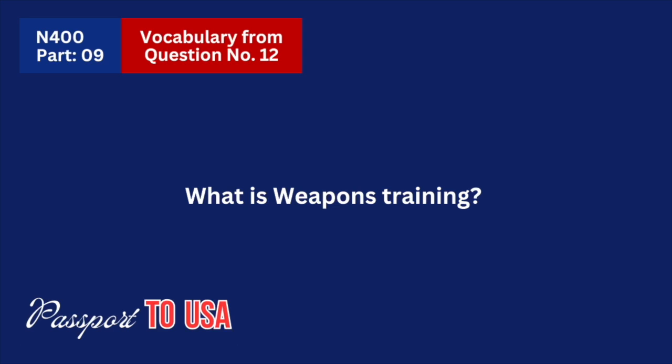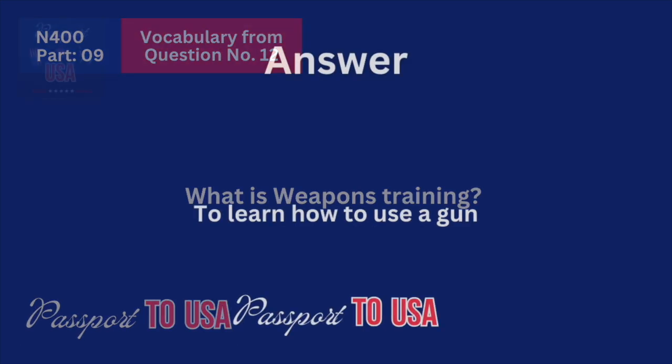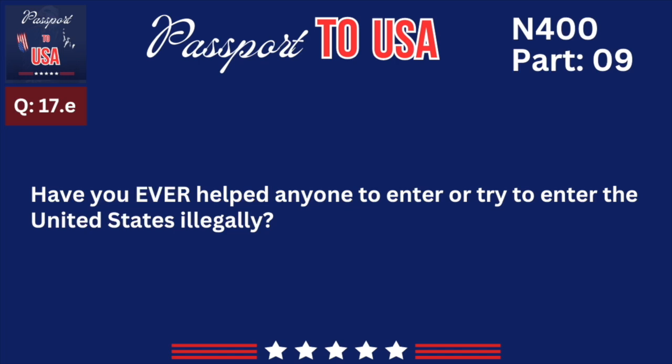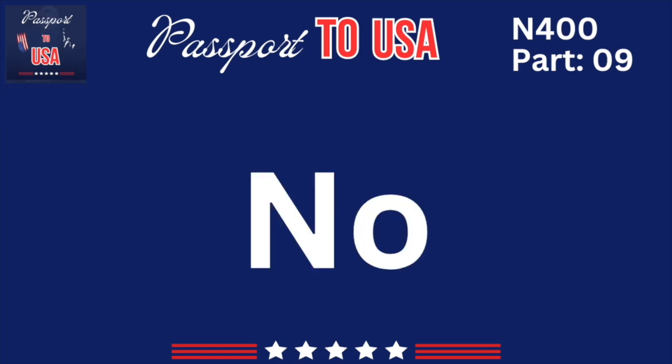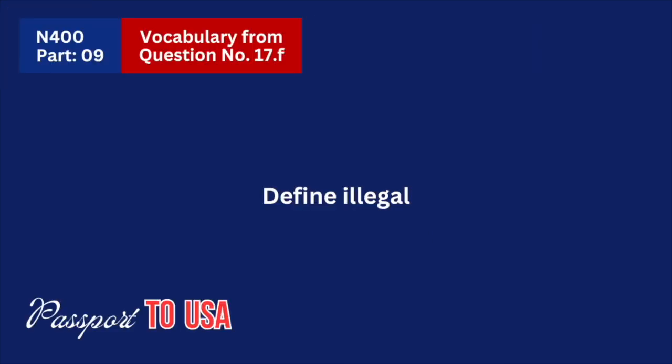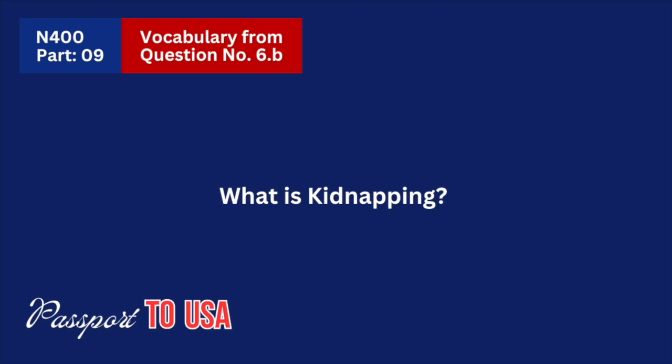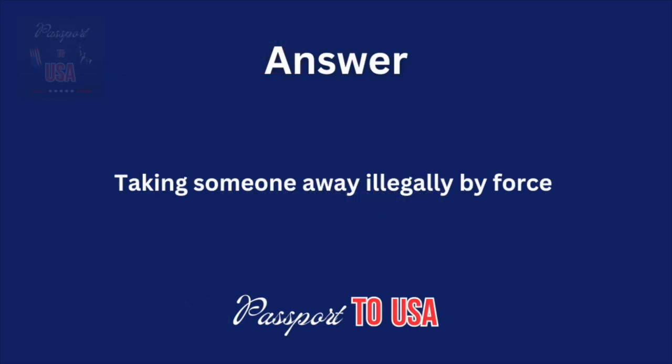What is weapons training? To learn how to use a gun. Have you ever helped anyone to enter or try to enter the United States illegally? No. Define illegal. Against the law. What is kidnapping? Taking someone away illegally by force.